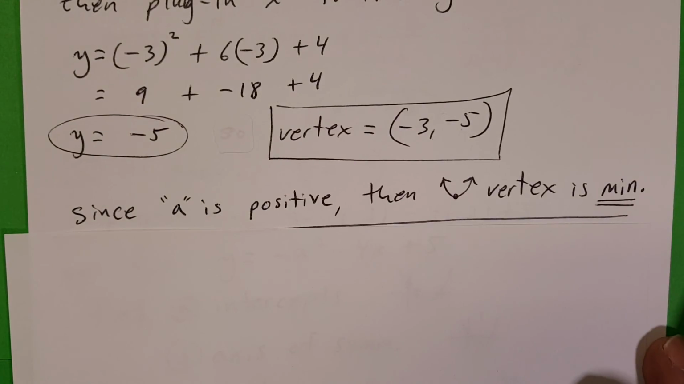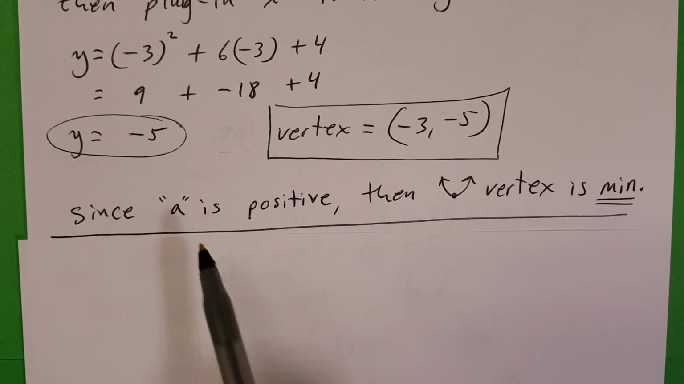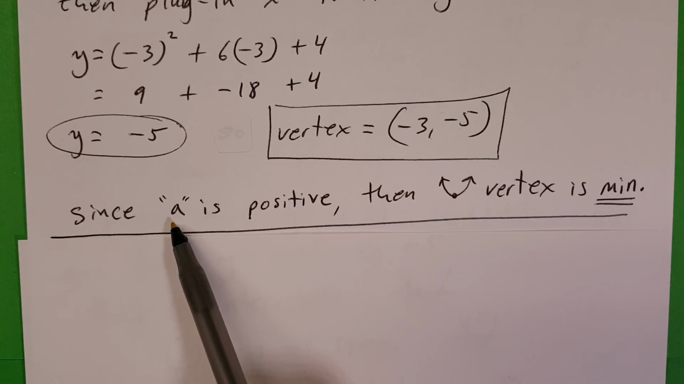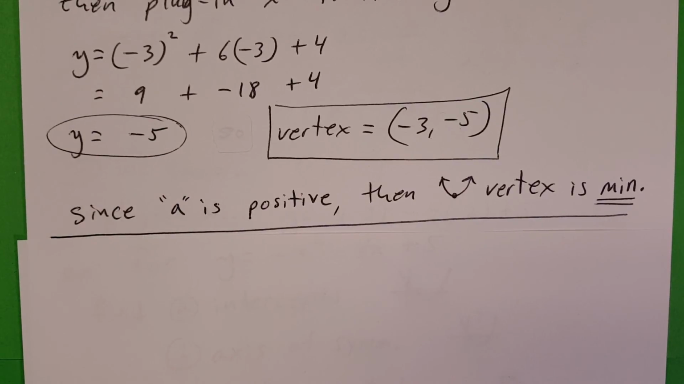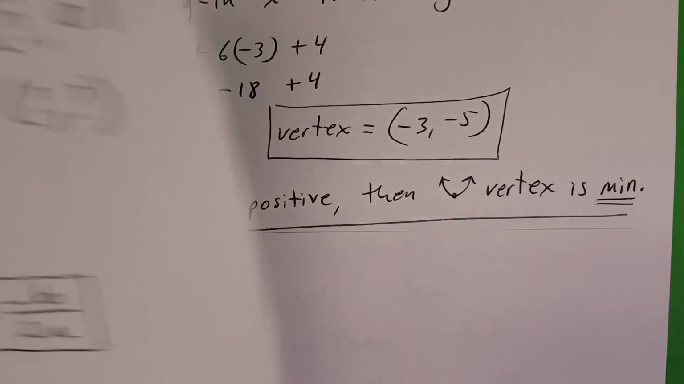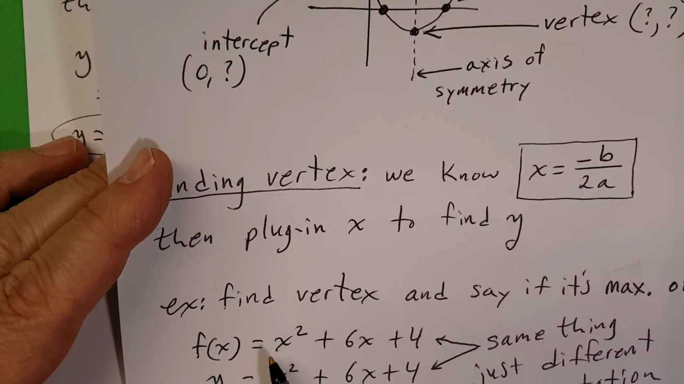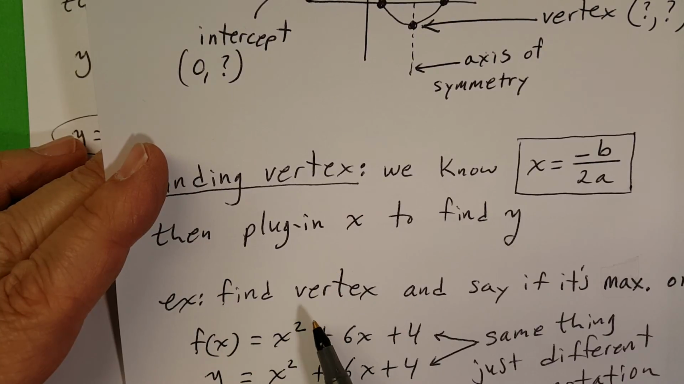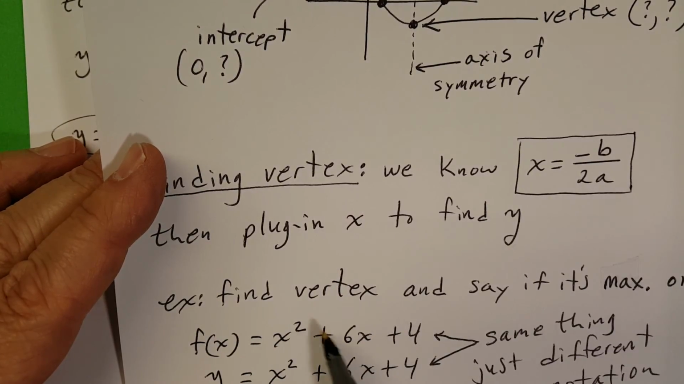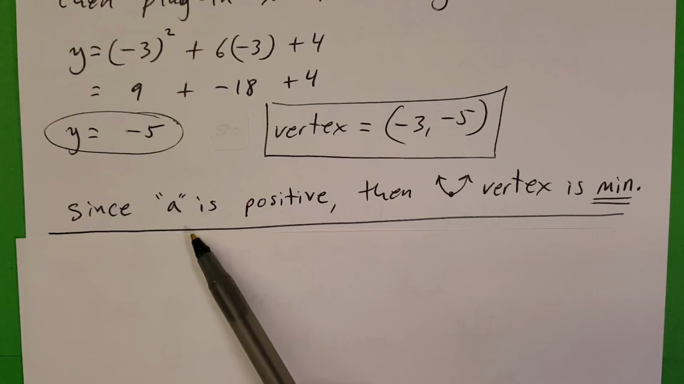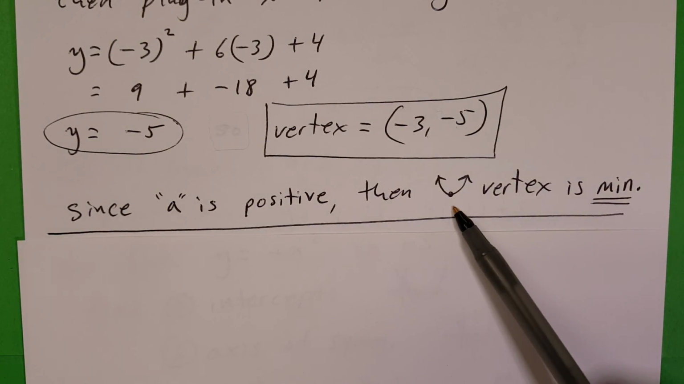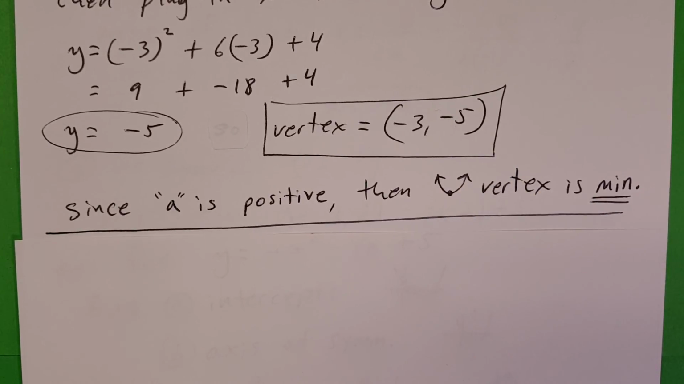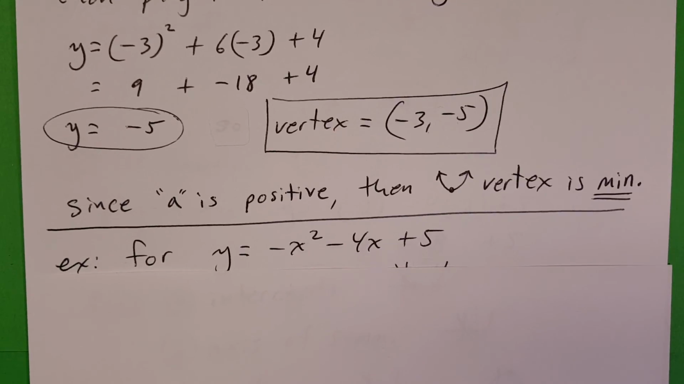Now, is it a maximum or minimum? Well, we already know there's two. Remember, if it starts out with a positive, the function, let me go back to the function. If this is positive, then it's going to be a regular pointing up parabola. If this is negative, then it's pointing down. So since a is positive, then we know it's one of these. So the vertex is a minimum. Okay? Let's do another example.